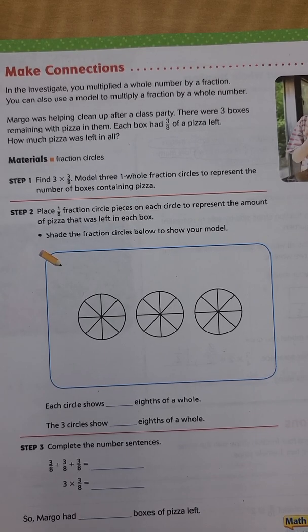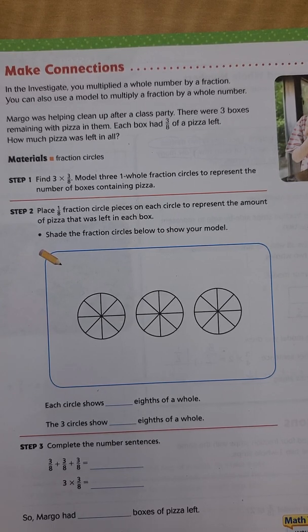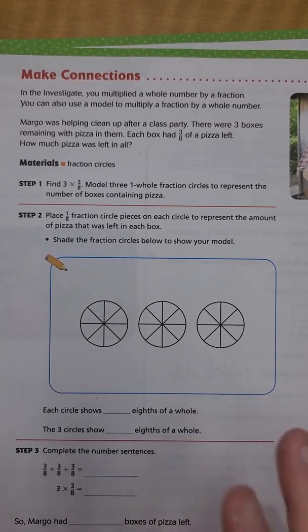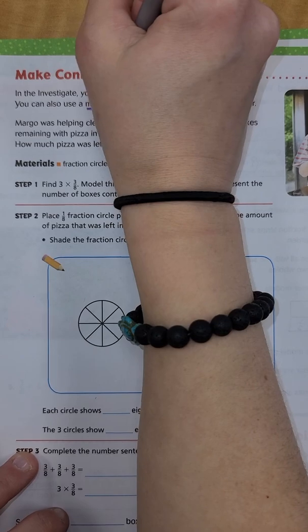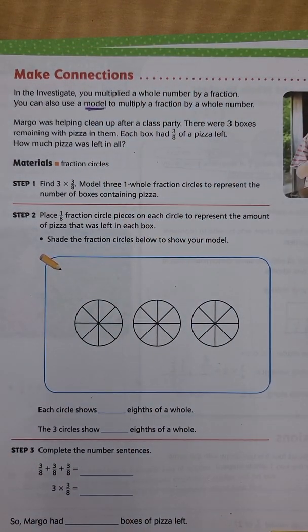This is the way I'm more than likely going to see you doing. I'm probably going to be doing this a lot more than the fraction strip way. It says, in this investigation, you multiplied a whole number by a fraction. You can also use a model to multiply a fraction by a whole number. We like models. Models are easier. We can draw models a lot easier than we can produce fraction strips.